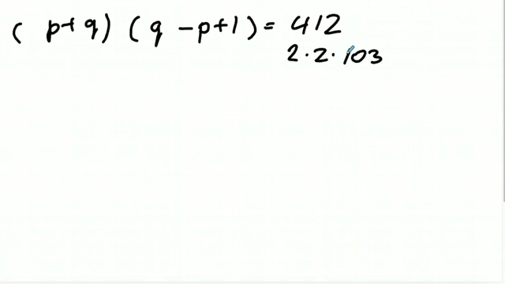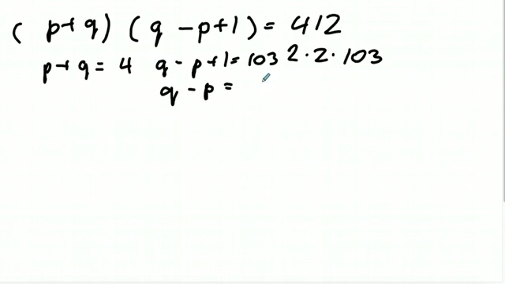So what we are looking for is two numbers that, when multiplied, should give us 412. So what are the choices we have? We can say that p plus q can be 4, and q minus p plus 1 could be 103. Now, in the second one, when I move 1 to the opposite side, I would get q minus p equals 102. So we are looking for two numbers that add up to 4, and their difference is 102.